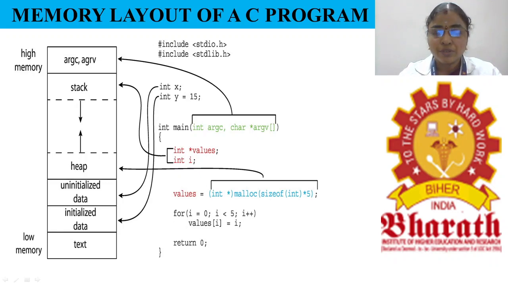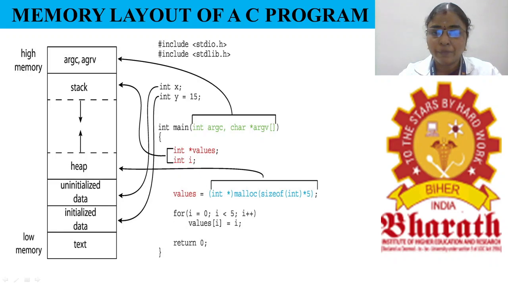Afterwards, we have started our main function, int main(int argc, char *argv). So these are all considered as the command line arguments. So these will come to the high memory. I mean these two arguments, these two variables are going to be stored in the high memory. Then opening parenthesis, in that int *values, then int i. So values is an int asterisk, which indicates the pointer here.